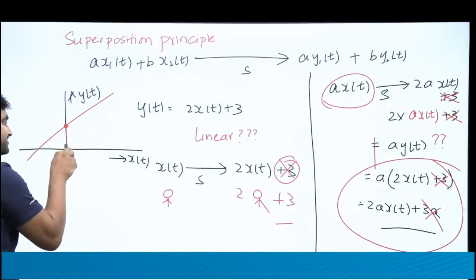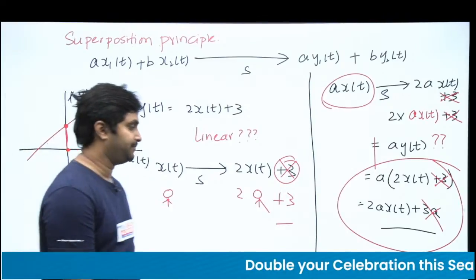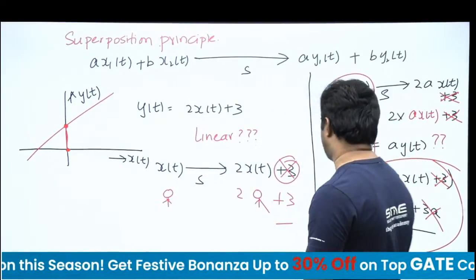Okay, so this is an offset. This is what we call an offset. This is the problem. This is the reason why it is non-linear. We don't expect this from a linear system. Okay.